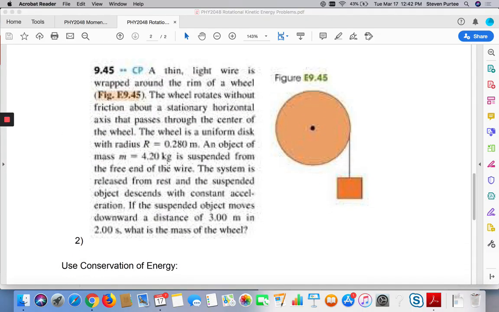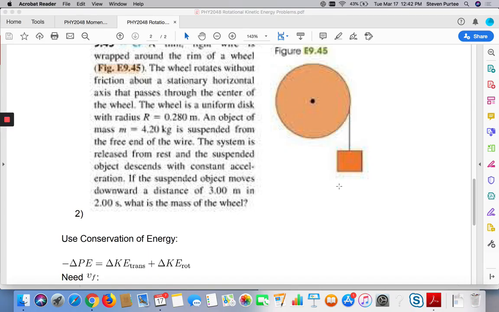Okay, another problem. This one, we could do a very, very hard way. We could use torques and free body diagrams. We could make this a very complicated problem, or we could use conservation of energy and make this an easy problem. So we've got this mass hanging on a string, and that string is wrapped around this disc that's attached to something here at the center. So as this mass drops, it's going to make this disc rotate.